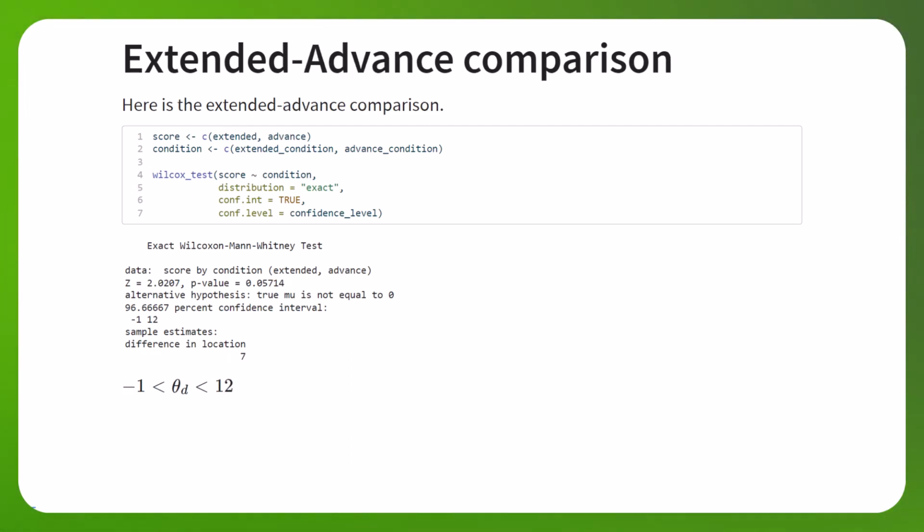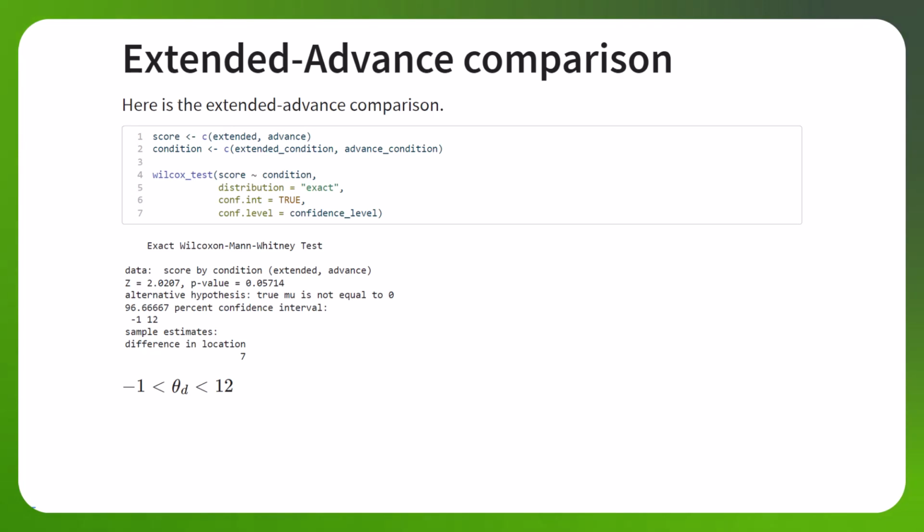When I compare the extended to the advanced comparison in the same way, I don't know if they help, but if the advanced condition does better than the extended condition, it's only by a tiny bit, 1 point. Whereas if the extended condition does better than the advanced condition, it might be a lot, as much as 12 points. And again, we're looking at the median difference.